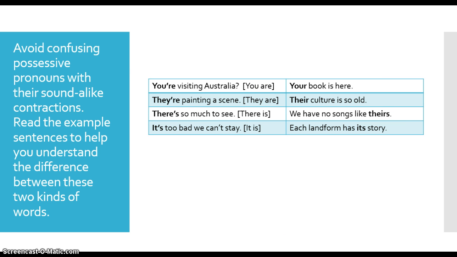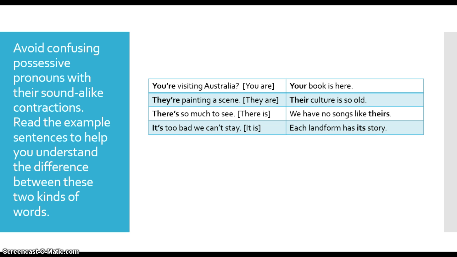You want to avoid confusing possessive pronouns with their sound-alike contractions. I see this problem all the time in writing, and I think it's just a matter of people get in a hurry and they're not really thinking through what's going on. So let's look at the examples. You're visiting Australia. When it has an apostrophe, it means you are. It's not the same as in the example, your book is here. Your, Y-O-U-R, no apostrophe, no E, means your that belongs to you. Your book is here. Let's look at the next one. They're painting a scene. They're, T-H-E-Y apostrophe R-E, means they are. It's not the same word as their culture is so old.